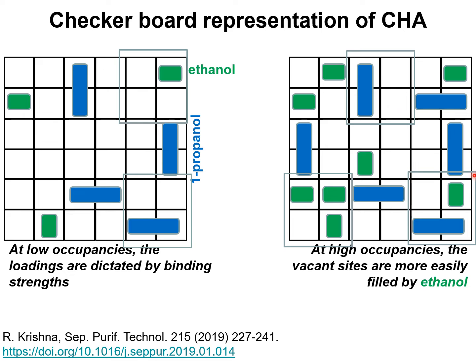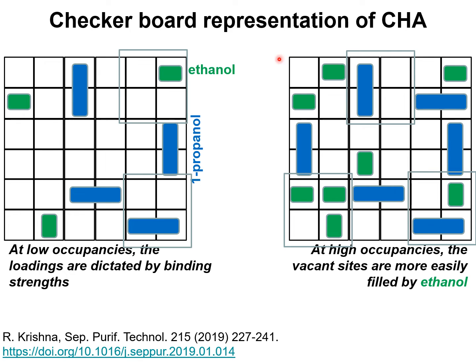Let's consider another cage of Chabasite zeolite represented here. It has 1 propanol molecule and 1 ethanol molecule occupying 3 sites. There's 1 site available. This can only be occupied by ethanol.